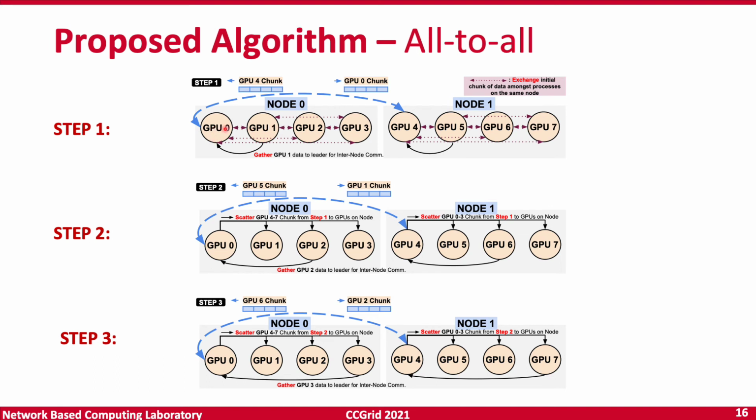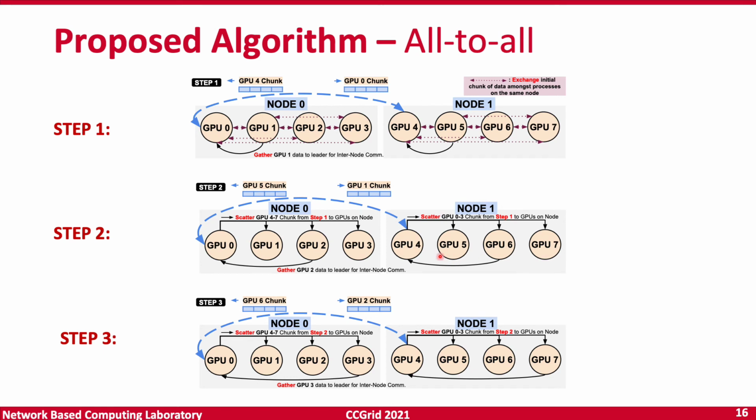And then in the next step, across the node, you would want to gather GPU 1's data to the leader for internode communication. So the relevant data from GPU 1 that would have to be shared would have to be scattered amongst GPU 4, 5, 6, and 7. And then in step 2, that's what would be happening. You would be sending the next chunk of data from GPU 2. So GPU 2's data that's relevant to node 1. And the same thing would be happening on other nodes.